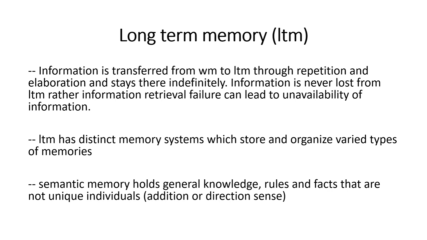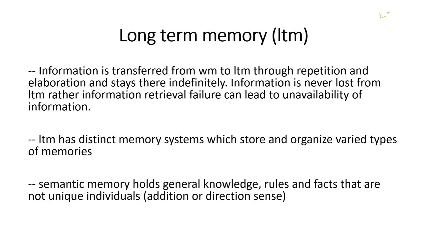Some more feature. So long-term memory has a distinct memory system which stores and organized various types of memories. Tulving has an organization structure for long-term memory which says that most long-term memory is divided into two parts. You have a conscious form and you have a non-conscious form. A conscious form of memory is called the declarative memory and the non-conscious is called the procedural memory.